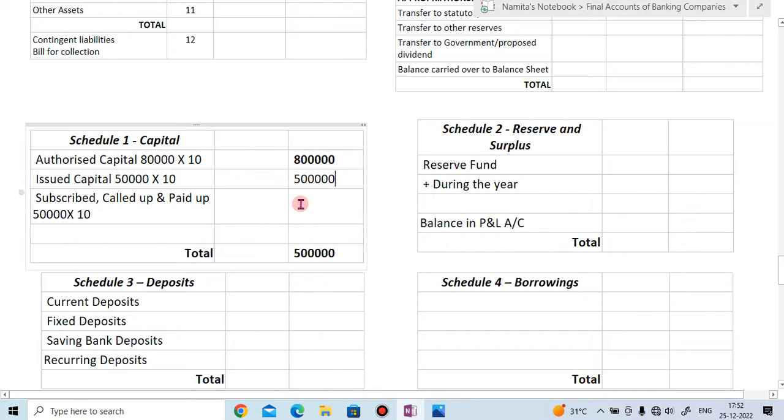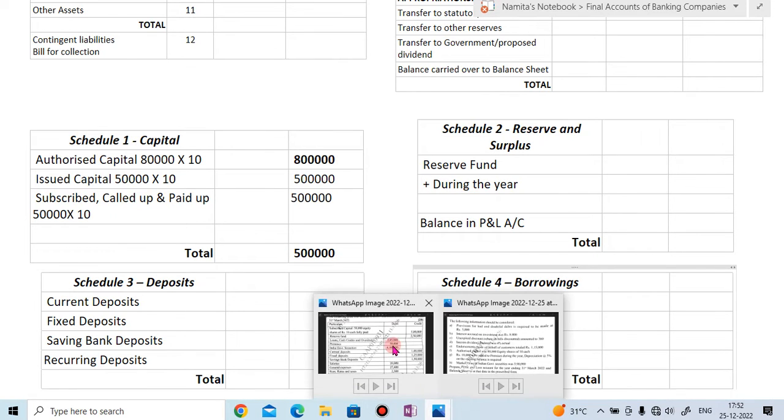50,000 multiply by 10, 5 lakhs. Okay, so total, now see, for the schedule number 1 capital, you will not take authorized capital for the total. You will only take the value or the amount of subscribed, called up and paid up. So what is the total of subscribed, called up and paid up? 5 lakh rupees.